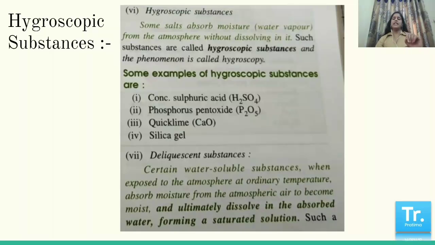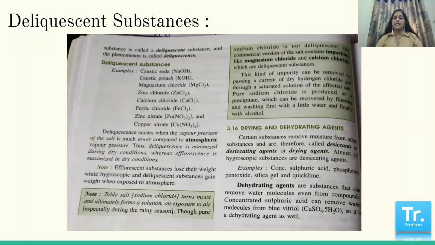The next topic, deliquescent. Certain water-soluble substances, when exposed to the atmosphere, will absorb the moisture from the atmosphere, just like the hygroscopic, but will ultimately dissolve in the absorbed water and form a saturated solution. That means the liquid part will be formed, which is known as deliquescent, and the examples are caustic soda, caustic potash, formula is important, magnesium chloride, zinc chloride, calcium chloride, ferric chloride, zinc nitrate, copper nitrate. So first the oxides names are given, the chlorides names are given, the nitrates names are given.